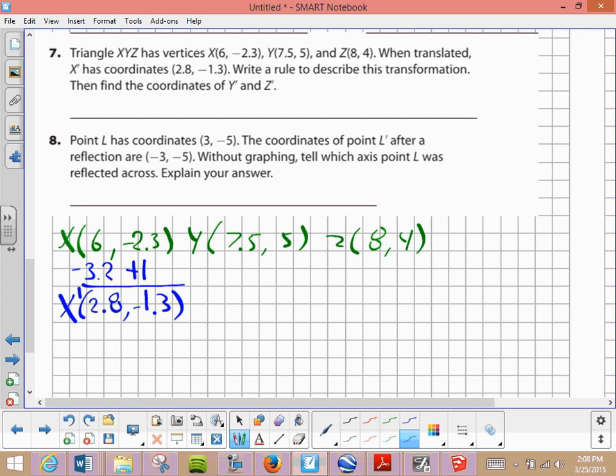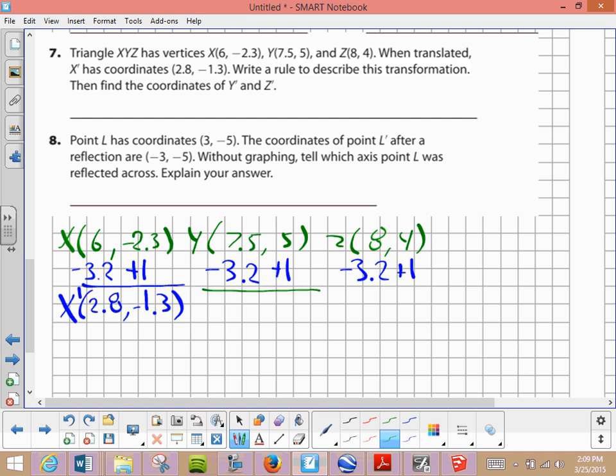It's negative. If you added a -1, you would have ended up with -3. Negatives and negatives add up, right? So this is a rule, right? Subtract 3.2 from the X, add 1 to the Y. So you do the same thing to all of these. And now you just find the new ones.